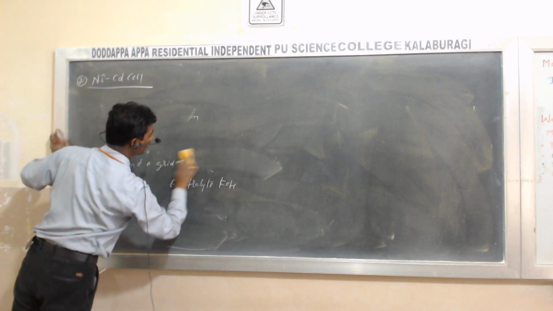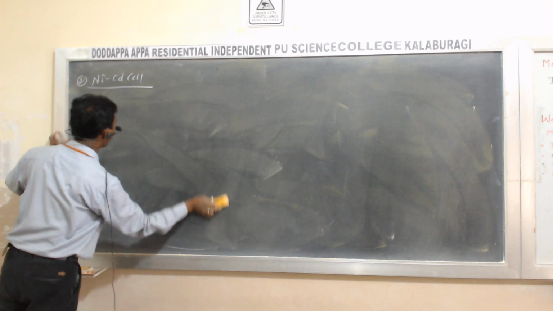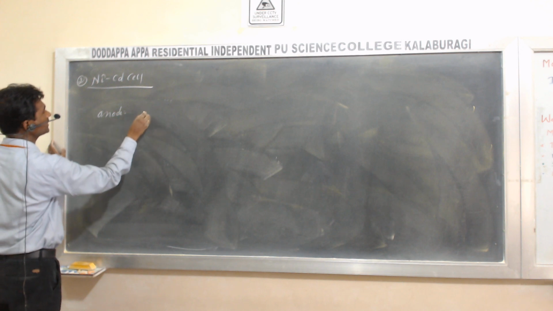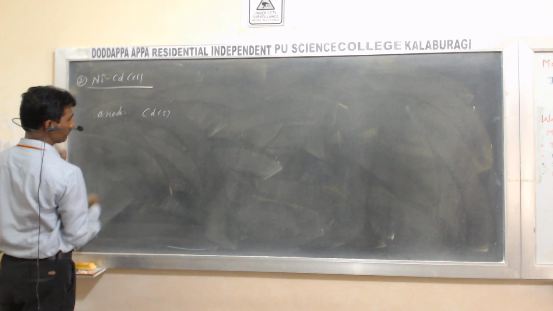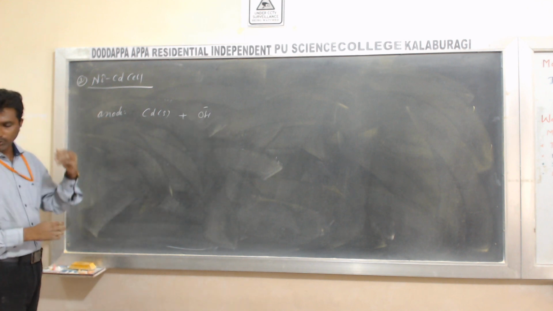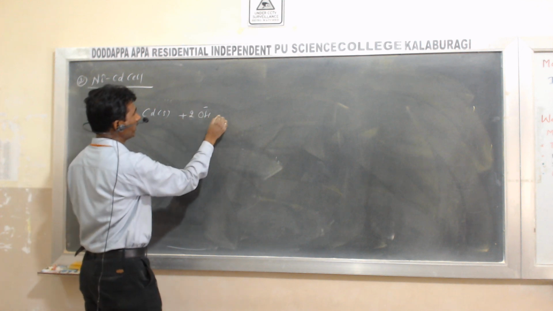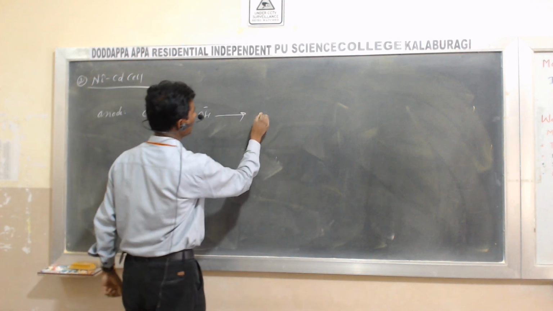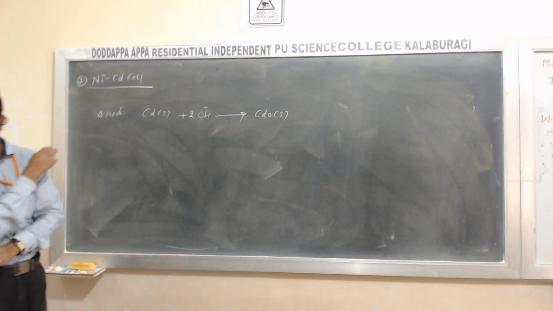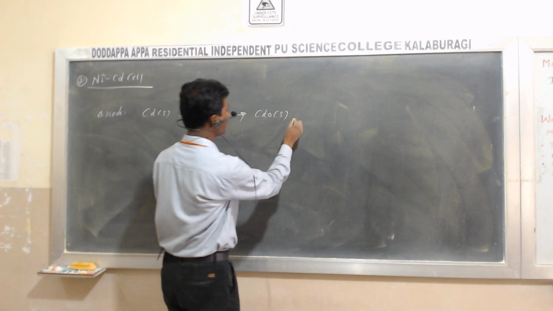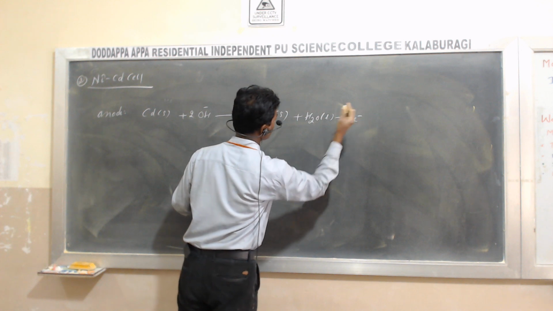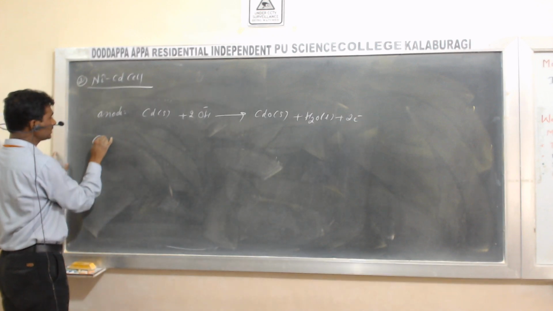The theory part is over. Now the anodic and cathodic reactions. First the anode, which is solid cadmium. The electrolyte is KOH, which gives OH minus. So here, Cd plus 2OH minus gives cadmium oxide, CdO, plus water, and it releases 2 electrons.